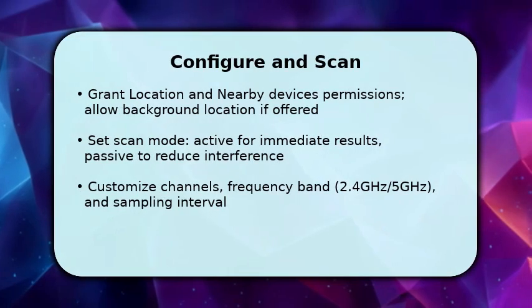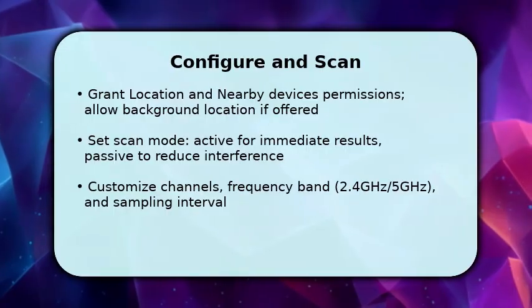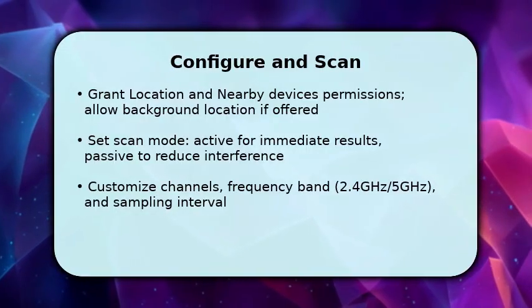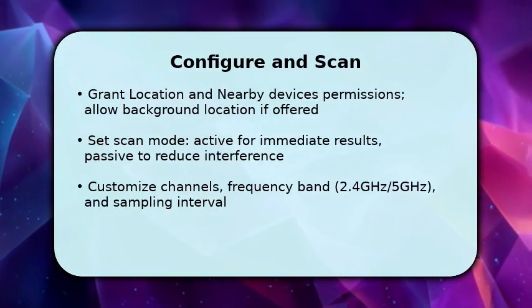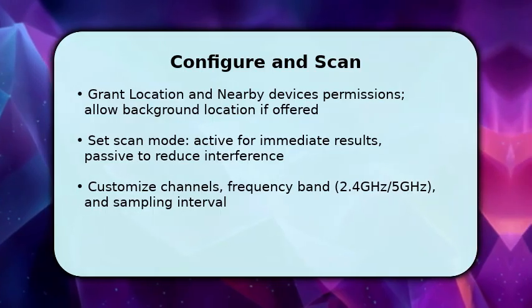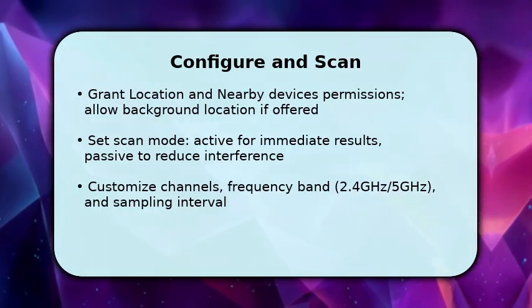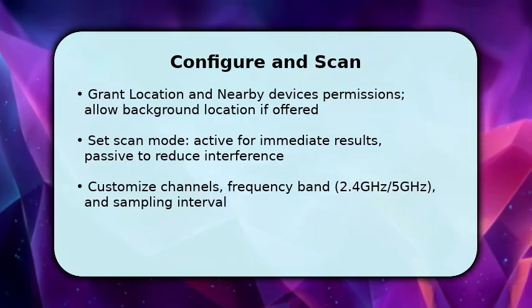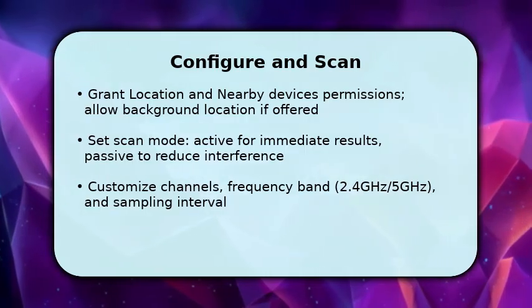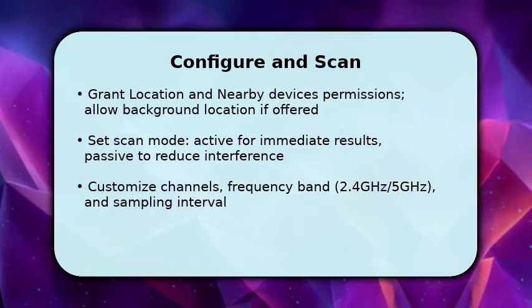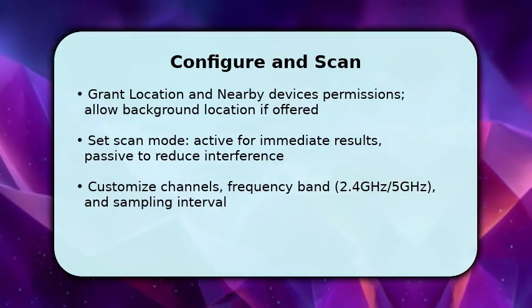You now configure the scanner for reliable data. Grant required location and nearby devices permissions and allow background access if you plan long captures. Then choose scan mode, active for real-time results, passive if you want minimal interference, and pick the frequency band such as 2.4 GHz or 5 GHz depending on networks you expect.